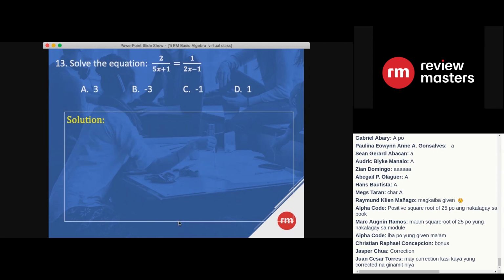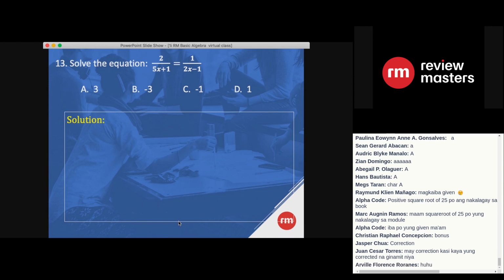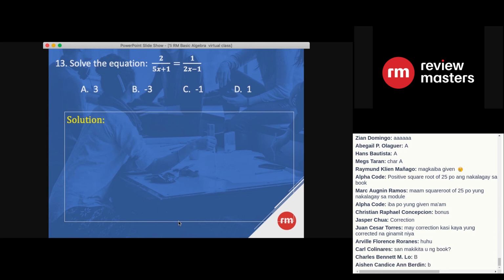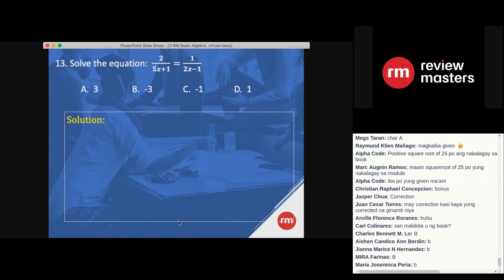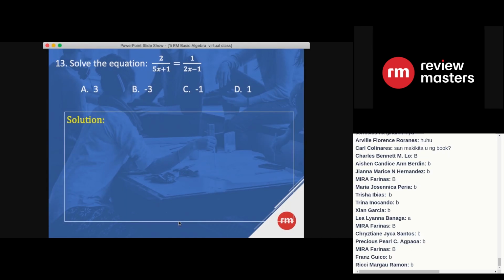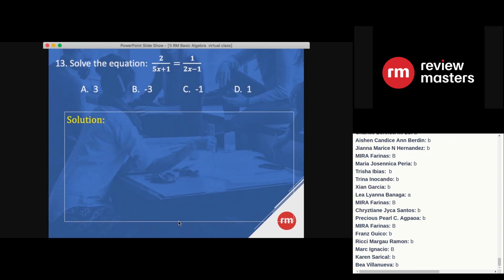Number 13. What's your answer in number 13? Okay, any answer? We have letter B. There are some who answered A, but most of you answered B.